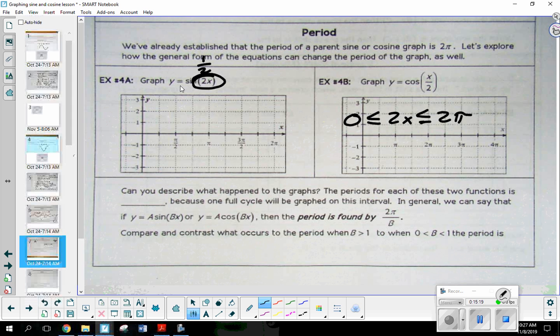Yeah, just divide by 2. But I've got 3 parts here. So if I divide the middle by 2, I'm going to divide the left, and I'm going to divide the right. So 0 divided by 2 is 0, less than or equal to x, which is less than or equal to pi.